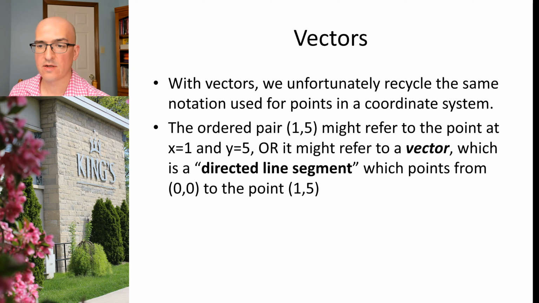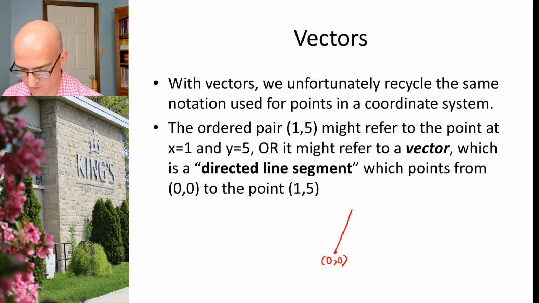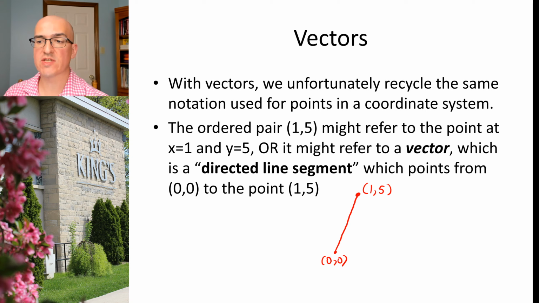We indicate the linear aspect of this object by drawing a line, or part of a line. So I'll start at the point 0, 0 and then draw a line. And then it ends at the point 1, 5. Now, this is just a line segment. To make it a directed line segment, we have to indicate what our ending point is. So we started at 0, 0, we're ending at 1, 5. So that's how we would draw the vector object as being distinct from the point object, even though they have the same notation.